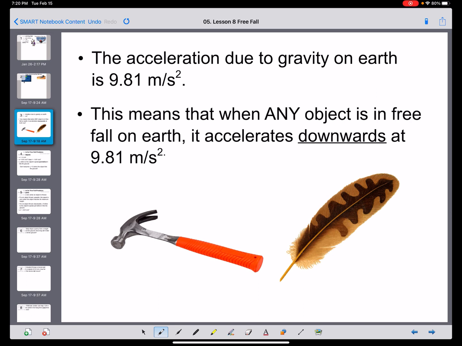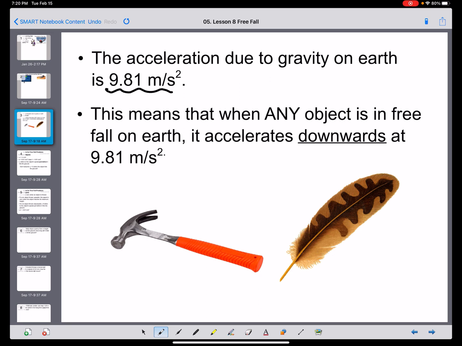So here on Earth, the acceleration due to gravity is 9.81 meters per second squared. What this means is that when you drop any object, as long as that object is in free fall, it will accelerate down at 9.81 meters per second squared.